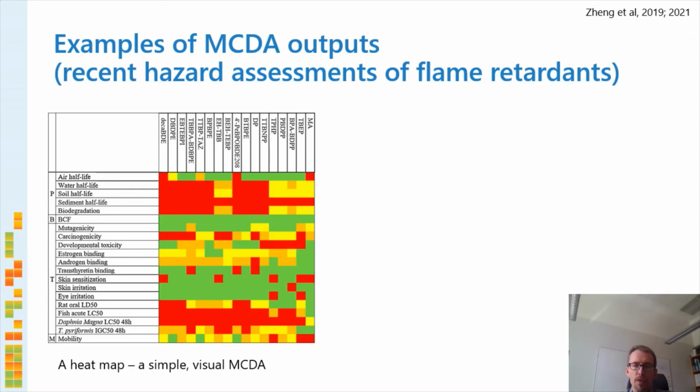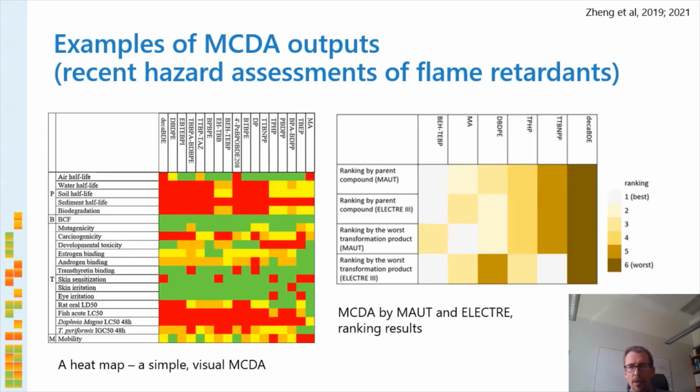That's why we also used MAUT and Electra to process this data and rank the alternatives. Happily, there seems to be an overall agreement that DecaBDE is the worst amongst them, but there was some disagreement about whether MEH TEBP or melamine, which is called MA here, was the least worst.